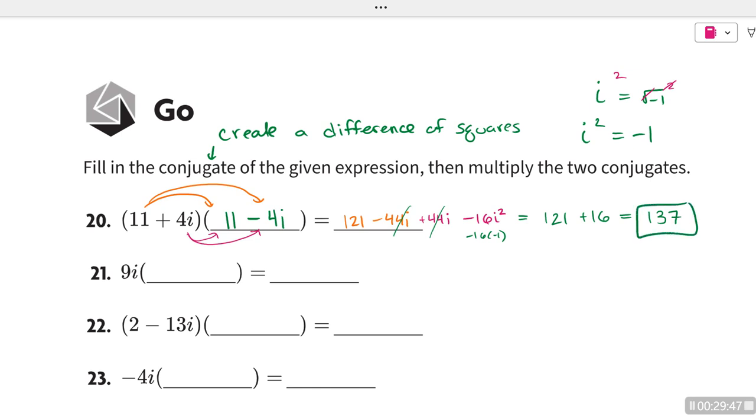Okay, awesome. Question 21. For the conjugate of this one, we only need to get rid of the i. If we were just trying to rationalize this in a fraction, we would just multiply by i, but because it specifically says conjugate, we can think of this as 0 plus 9i, which means we do 0 minus 9i, or just negative 9i. So positive 9 times negative 9 is 81 i squared. Remember, i squared is equivalent to negative 1. So negative 81 times negative 1 gives us positive 81.